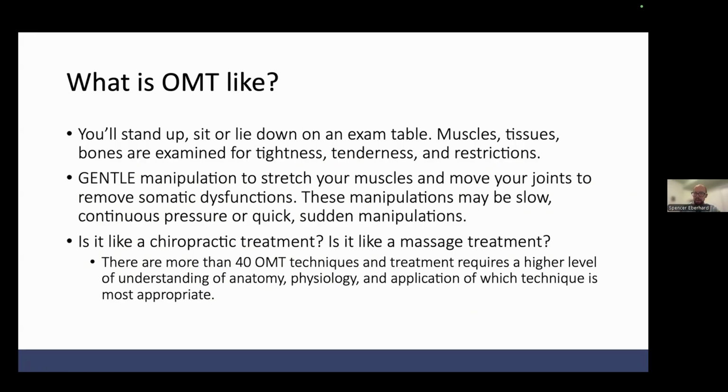And then the question people ask: doesn't this look like chiropractic treatment? Is it like massage treatment? Well, we'll get into that, but the important thing to note is there are over 40 osteopathic techniques and treatments that require a heavy level of understanding of the anatomy, the physiology, and the application of which technique is most appropriate. And that is the major difference that you'll see between people who have been trained in osteopathic treatments and those who use only one approach, versus someone who has the holistic knowledge of it all.